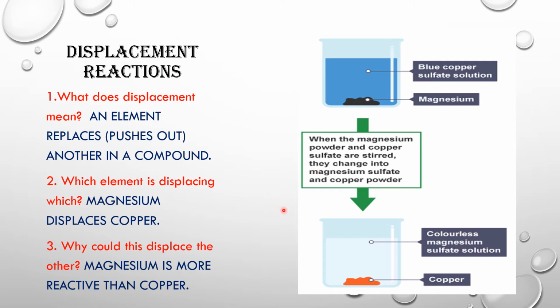Magnesium displaces copper, meaning that the magnesium will push out the copper. Why could this displace the other? Magnesium is more reactive than copper, so it will push it out. When magnesium powder and copper sulfate are stirred, they change into magnesium sulfate and copper powder. So the magnesium has pushed out the copper powder.